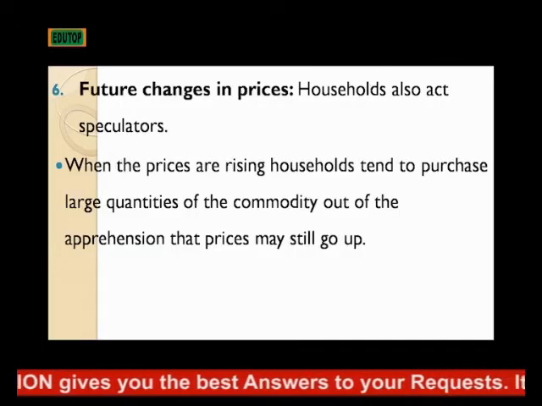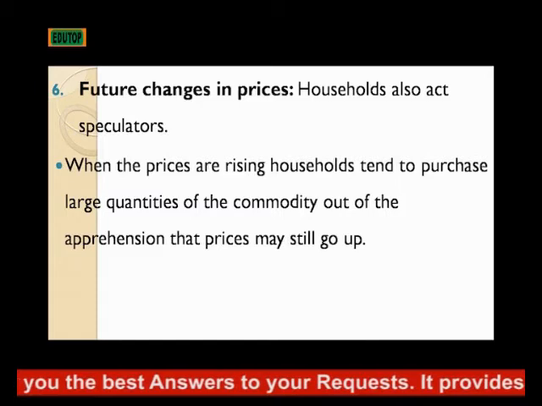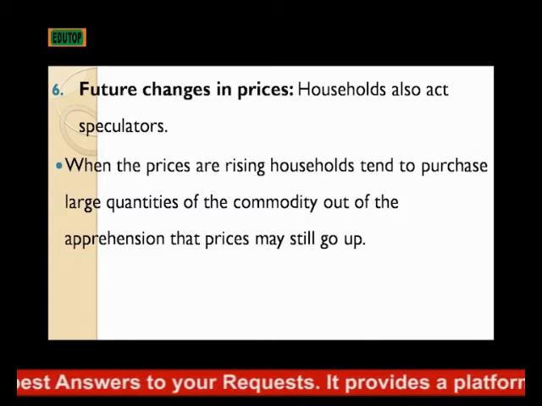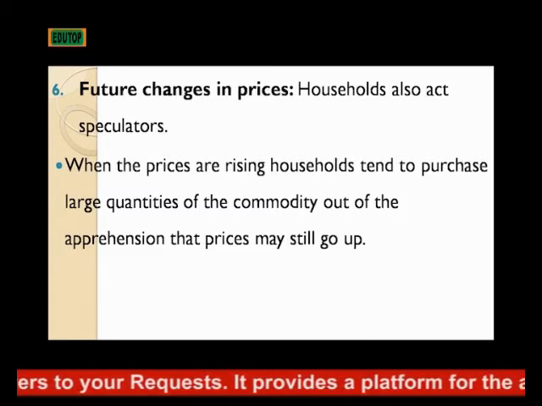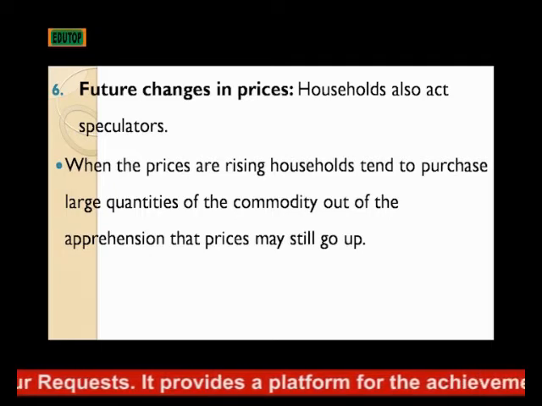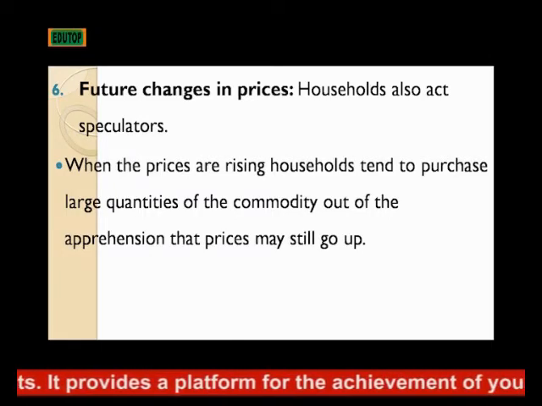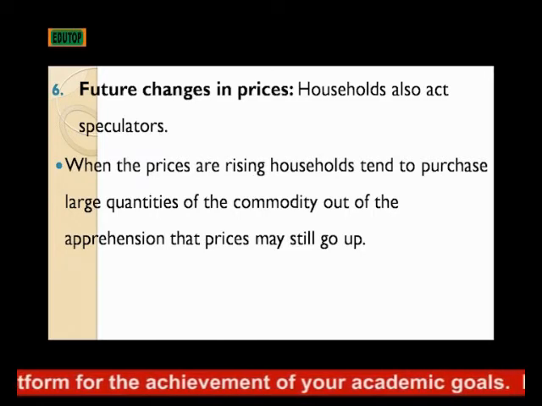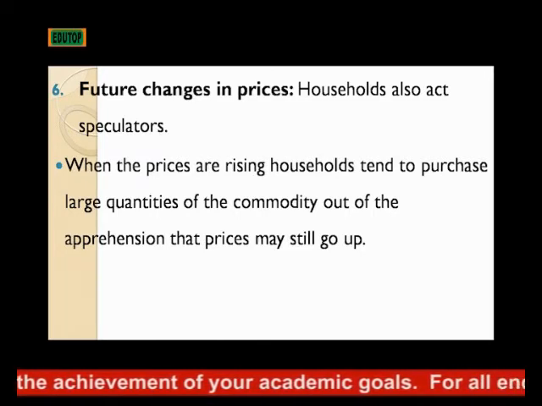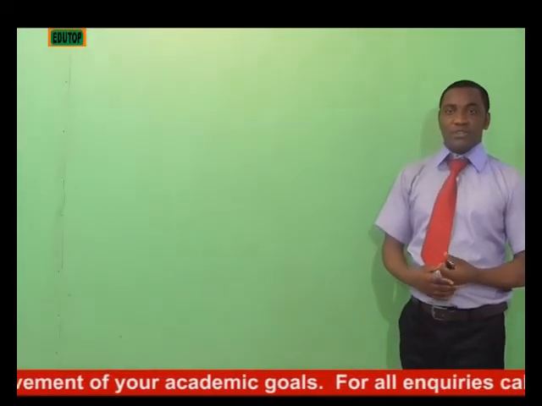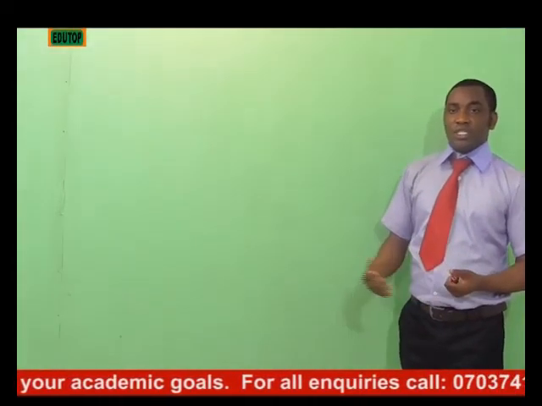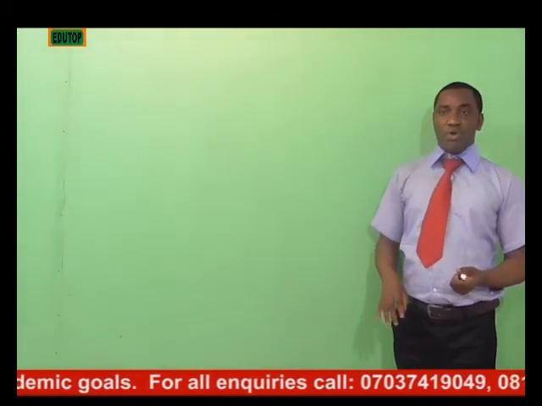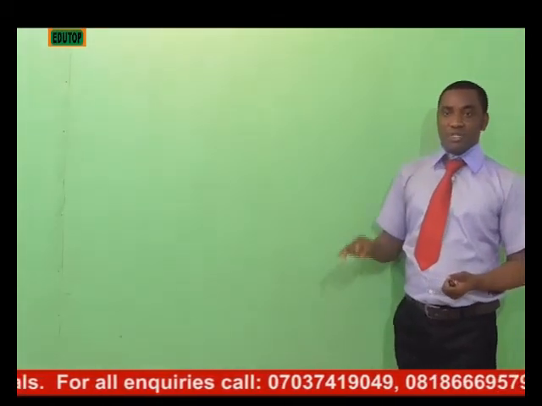Also, we have future changes in price. When the consumer hears of an increase in the price of a particular product in the nearest future, they tend to speculate and say, oh, let's get more now, so that we will not buy it at a higher price in the future. And when they hear of a fall in the price of that particular product in the future, they tend to buy less now, even when they need more, so that they will save more to buy more in the future, and save more cost.